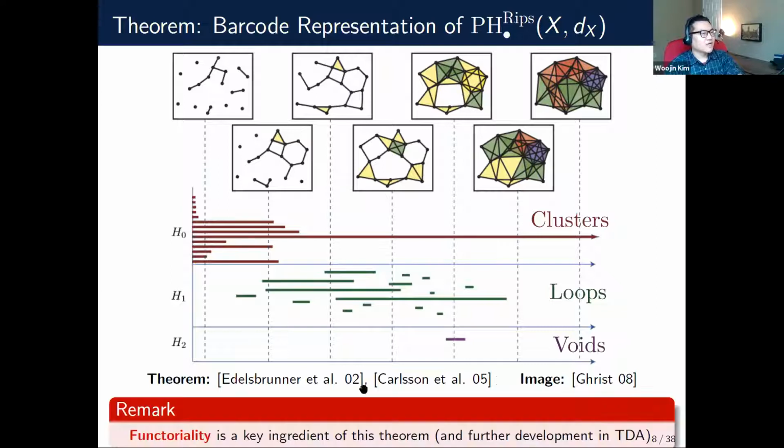Okay, so again, let me emphasize that this barcode representation theorem was possible because we had functoriality. For different choices of delta and delta prime, we had the relationship between the simplicial complexes placed at delta and delta prime.